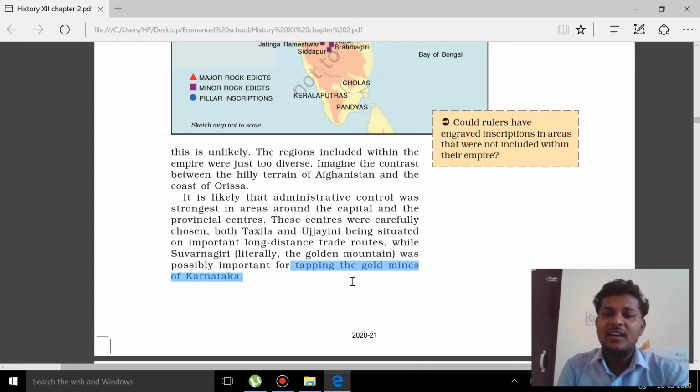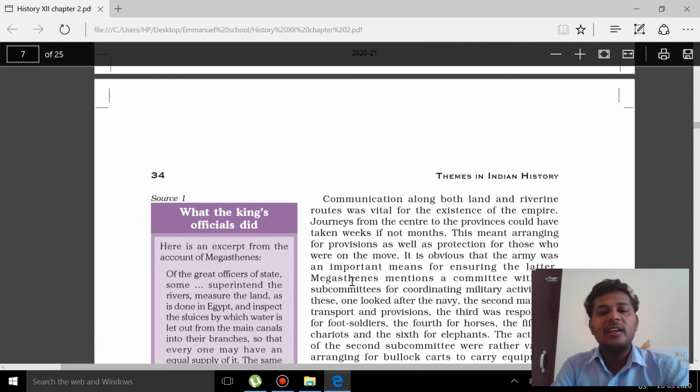They chose Taxila and Ujjaini for a long trade purpose. One marker में अलग से इसको पूछ सकते हैं. What was the reason to choose Taxila and Ujjaini as the provincial centers? What was the reason, purpose behind Swarnagiri being chosen as the provincial center? ये वन मार्कर में आ सकता है, but this topic, this is the second point in our administration.